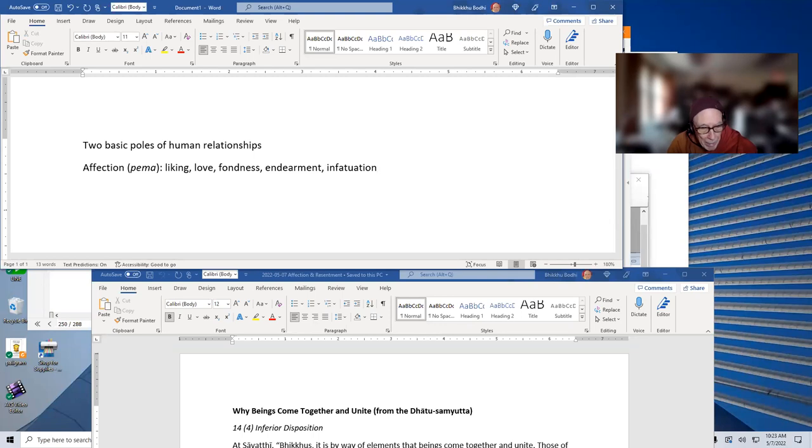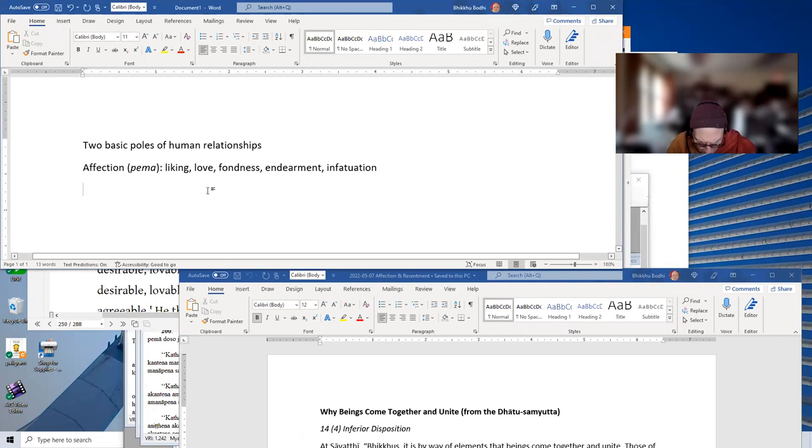And then the opposite of this would be the opposite. Let's see what the Pali has. I think it's dosa. Yeah, the Pali uses the word dosa, which is what usually represent as hatred. But maybe hatred suggests a strong nuance to it.